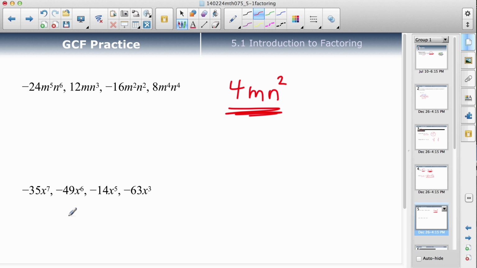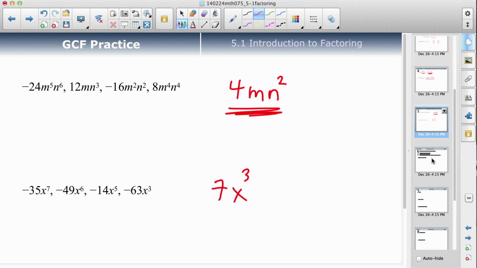For this last one, it looks like 7 will divide into all of those. And then how many x's? Looks like 3. So 3 would be the most x's I could take out of all of those. Okay, so that's greatest common factor.